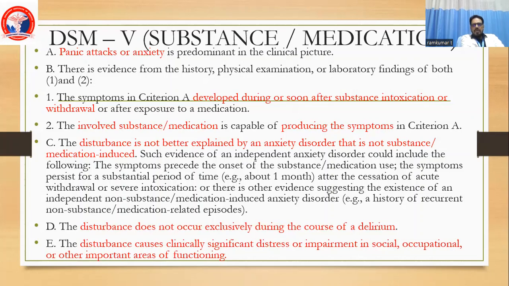Such evidence of an independent anxiety disorder could include the following. The symptoms precede the onset of the substance or medication use. The symptoms persist for a substantial period of time, that is about 1 month, after the cessation of acute withdrawal or severe intoxication, or there is other evidence suggesting the existence of an independent non-substance or medication-induced anxiety disorder, for example, a history of recurrent non-substance or medication-related episodes. D. The disturbance does not occur exclusively during the course of delirium. E. The disturbance causes clinically significant distress or impairment in social, occupational, or other important areas of functioning.